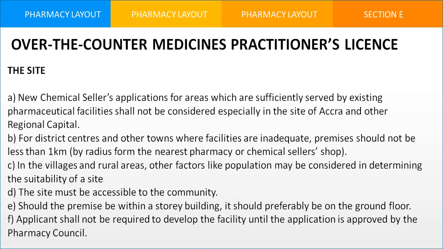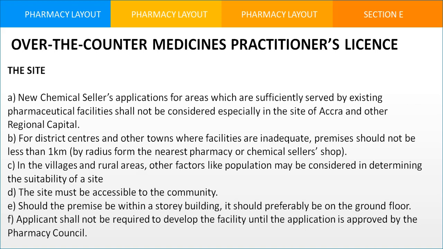If there's a chemical shop, at least it should be about 1 kilometer away from where you want to open. The same applies if there's a pharmacy, go 1 kilometer. And mind you, if a pharmacy is coming to open close to a chemical shop, the law reduces the distance by 400 meters. But if a chemical shop is going to open where there's already a pharmacy or a chemical shop, you're going 1 kilometer. That's a big difference. Now, in villages and rural areas, other factors like population may also be considered, all right?